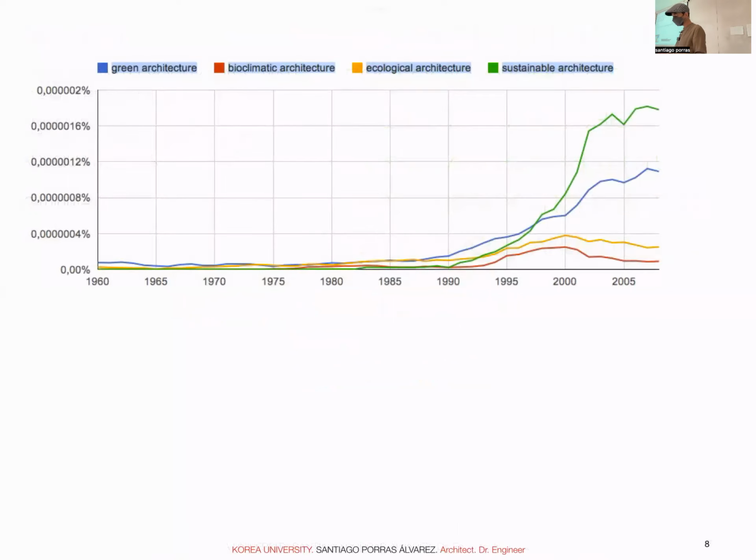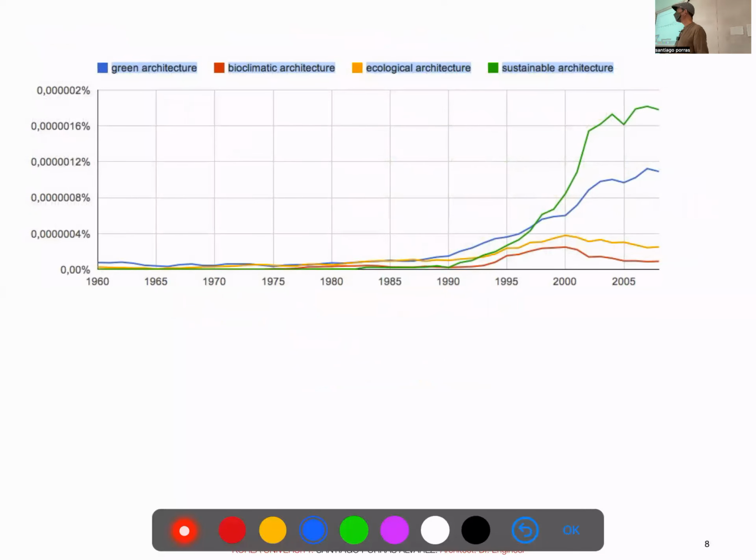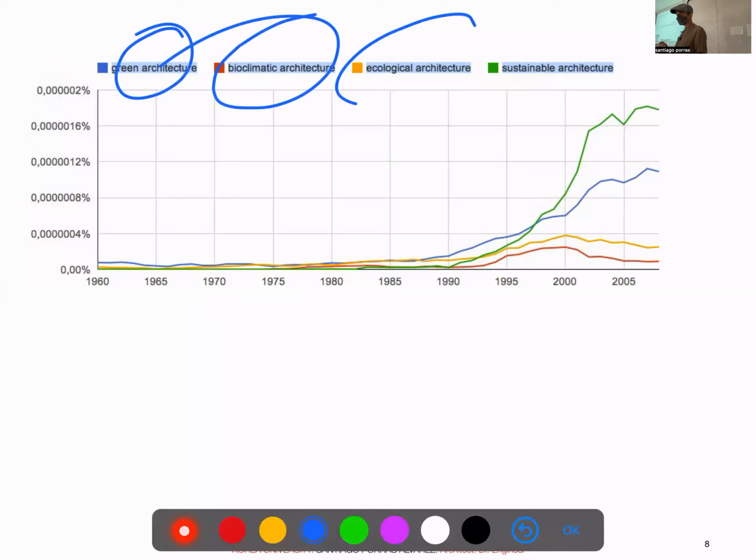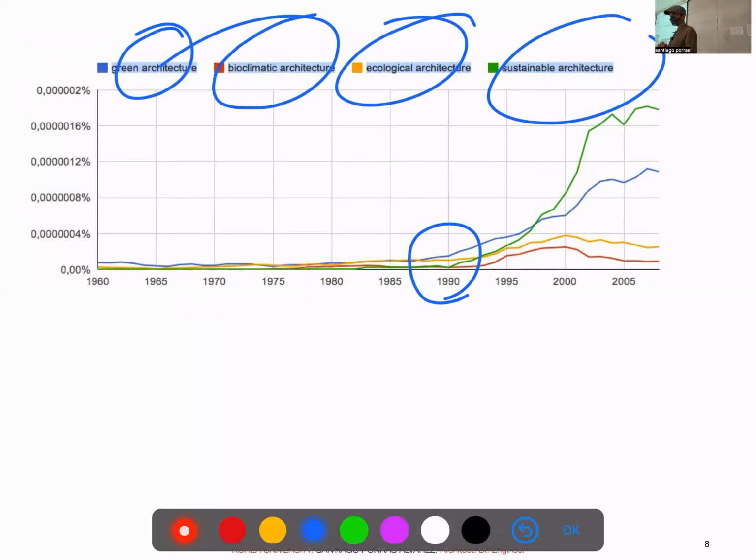Let's continue. If we see how much terminologies are used in publications about green architecture, bioclimatic, ecological, and sustainable architecture, we can see that until 1980, or 1990 actually, there were not many publications. But in the year 2000, they kind of increased. We're speaking of 20 years of speaking about it.